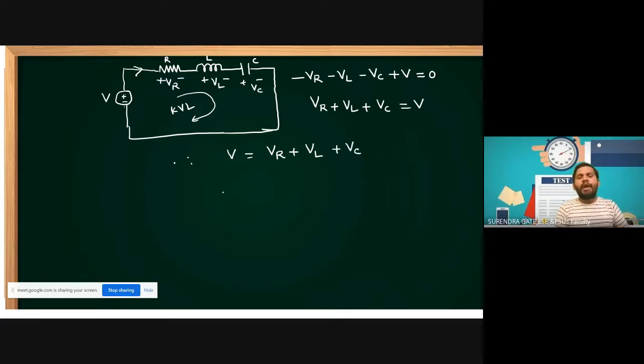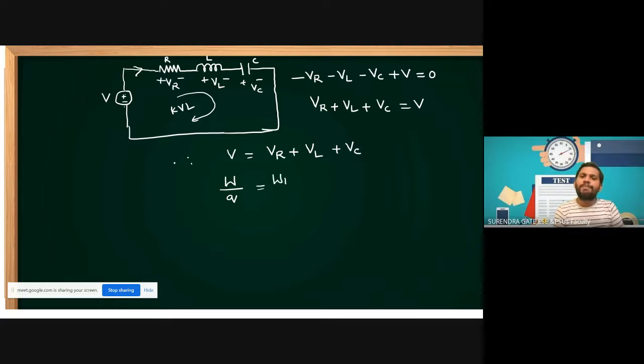Yes, friends. Now I will write like this. We know how to define voltage. The voltage is defined as W by Q, that is energy by charge. I already gave W equal to VQ, so V equals W by Q. The work done, the energy required to transfer the charge, is nothing but voltage.